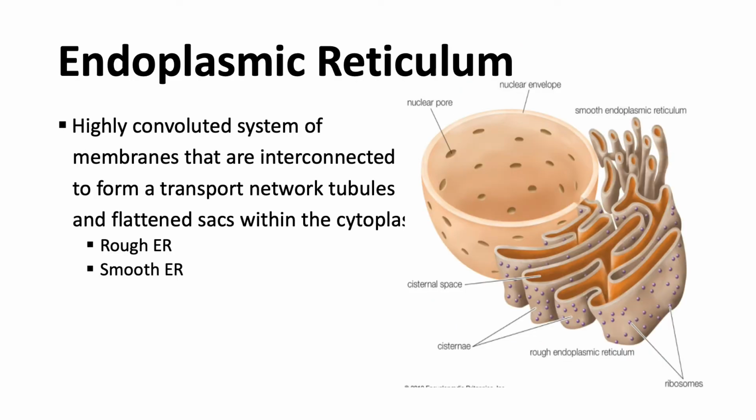We will discuss now the contents of the cytoplasm. First is the endoplasmic reticulum. The ER is a highly convoluted system of membranes that are interconnected and arranged to form a transport network of tubules and flattened sacs within the cytoplasm. Much of the ER has a rough, granular appearance when observed by transmission electron microscopy. This rough appearance is caused by the many ribosomes attached to the outer surface of the membranes. The ER without attached ribosomes is called the smooth endoplasmic reticulum.